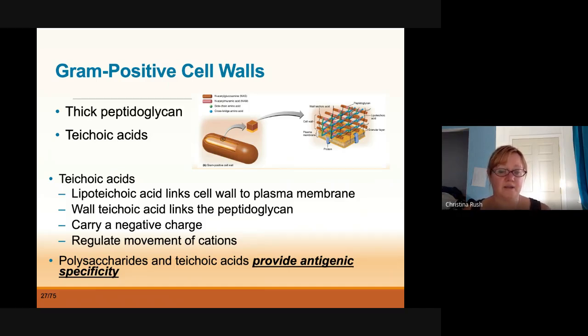Both the polysaccharides and the teichoic acids provide antigenic specificity. So the differences that you have in these chemical components will aid in how they evade the immune system. And so we've characterized them based on cell wall components.